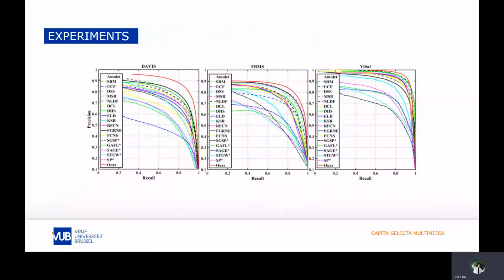We compared our model with 18 famous saliency methods. For quantitative evaluation, we employ the PR curve. This figure shows the PR curves on the test sets of the DAVIS and FBMS datasets, as well as the whole visual dataset. It can be observed that our model outperforms other competitors. So the proposed model generates high quality saliency maps with a real-time processing speed of 20 FPS, from this paper.